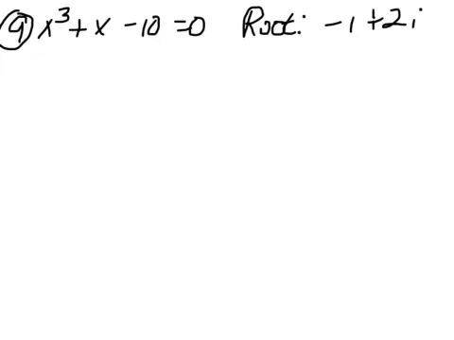Number 9, we're given this equation and we're told that it has a root of negative 1 plus 2i. Well, the conjugate root theorem that's in this section says if we have a root of negative 1 plus 2i, we automatically know that we have a root of negative 1 minus 2i. So let me write my answers here. I'm going to put them in brackets, okay?